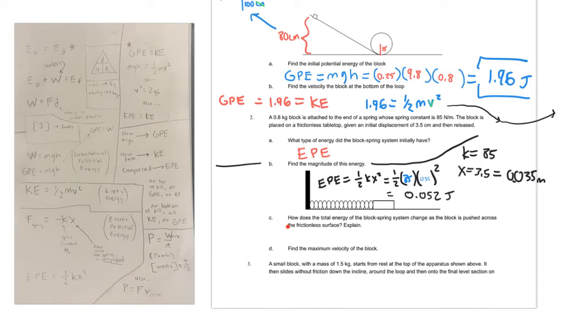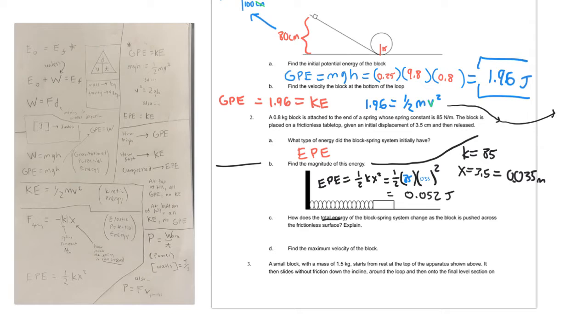Looking at lowercase letter c, how does the total energy of the block spring system change as the block is pushed across the frictionless surface? Well, the total energy of the entire system doesn't change, okay? And that has to do with the fact that the original energy will equal the final energy no matter what. And there's no work being applied from the outside of the system, so it's a closed system. So the energy actually does not change. And when I say the energy does not change, I mean the total energy does not change. And that's what they're asking about, right? They're asking about the total energy.